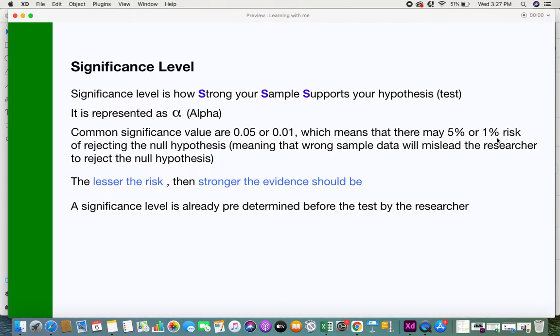So overall you have around 99% or 95% accuracy. The lesser the risk, the stronger the evidence should be. To say that my test is going to be perfectly right, 99.9% right, it means that your analysis, your data and your evidence have to be so accurate that there will never be a chance of providing incorrect results or incorrect data. A significance level is predetermined before the test by the researcher.